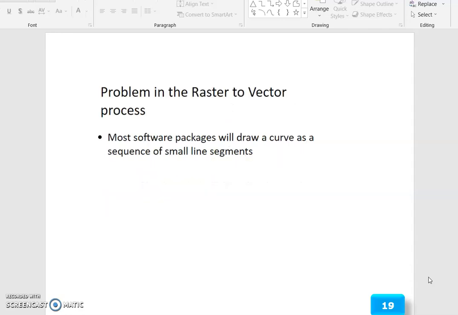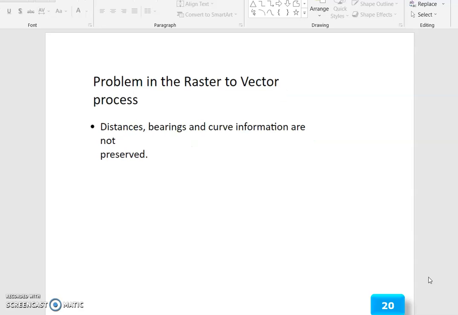Problems in the raster to vector process: most software packages will draw a curve as a sequence of small line segments. Distance, bearings and curve information are not preserved.